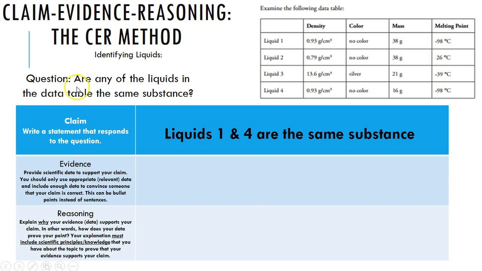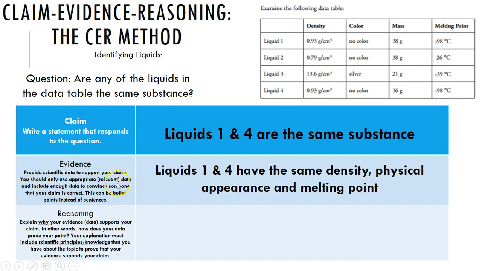Our question says, are any of the liquids in the data table the same substance? So we take a look at the table and examine the 3 liquids and their density, color, mass, and melting point. We can claim that liquid 1 and 4 are the same substance. Some evidence that is provided from your observation, you can say that liquid 1 and 4 have the same density, physical appearance, they have no color, and they have the same melting point.